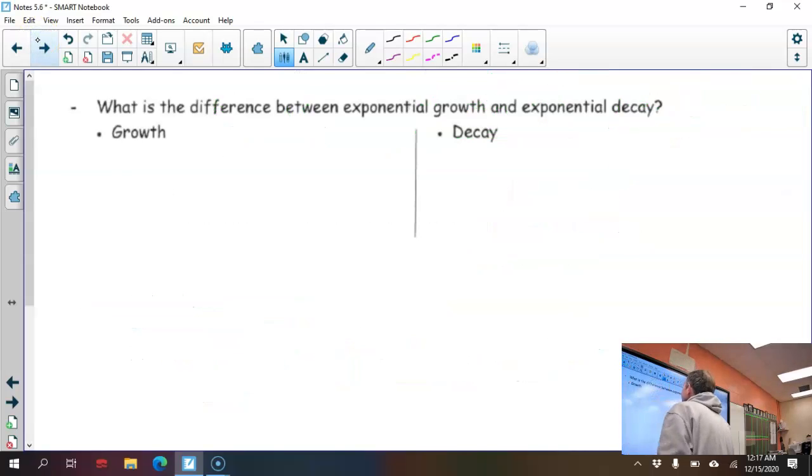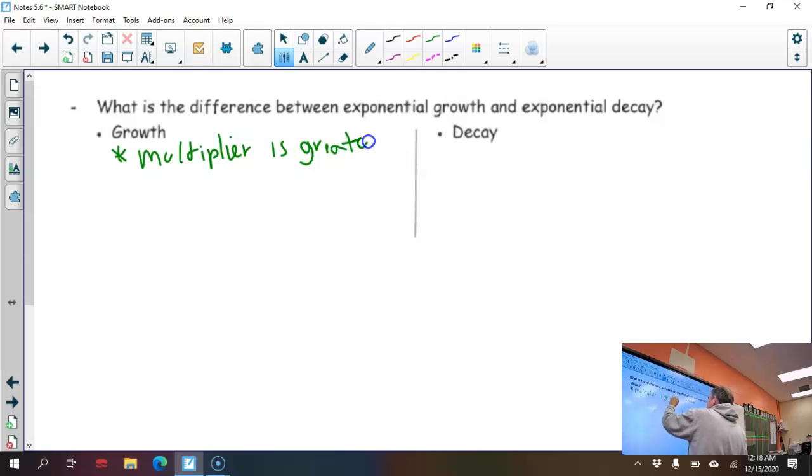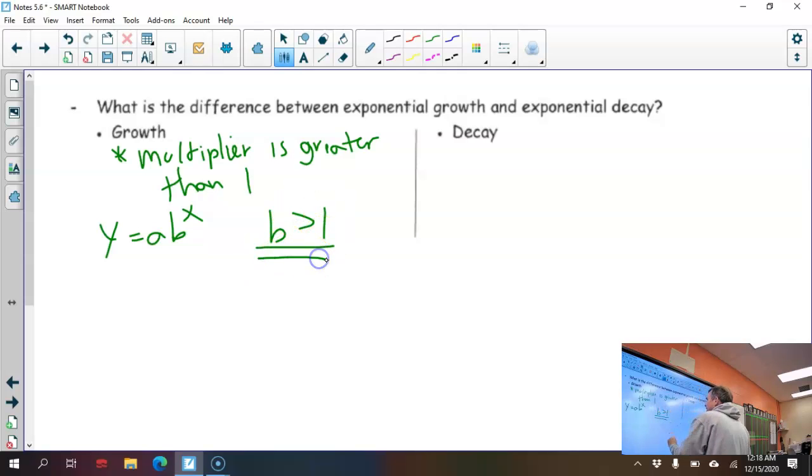All right, finally then, what is the difference between growth and decay? This is quick. Okay, exponential growth means the multiplier or growth rate is greater than 1. So in our formula, y equals ab to the x, b is greater than 1. And if b is greater than 1, we get an increasing graph or growth.